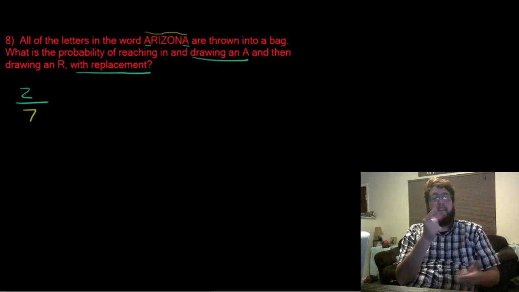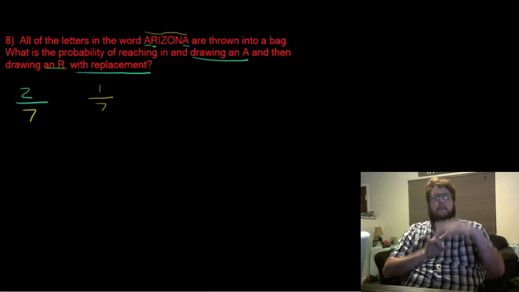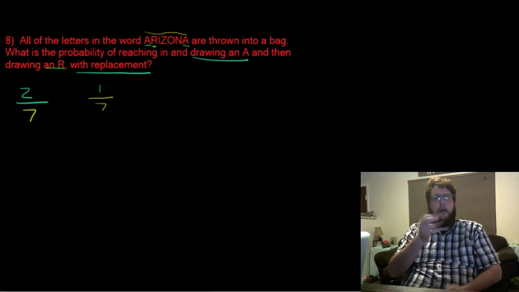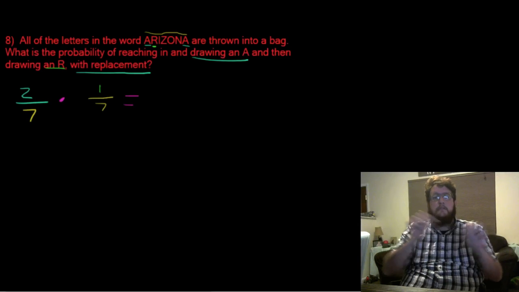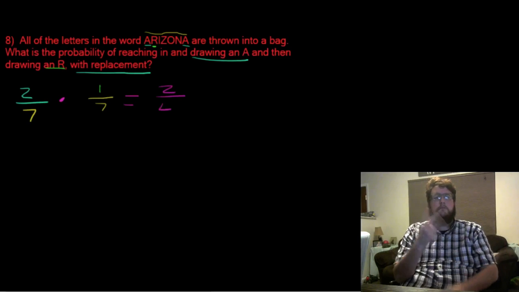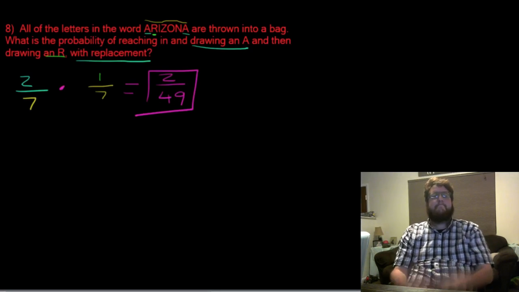And then for the second event, it's asking us with replacement, so we're putting our letter back, what the probability of drawing an R is. Note that there is 1 R in Arizona with a probability of 1/7. And the FCP says that we can multiply these together. 2 times 1 is 2. 7 times 7 is 49.